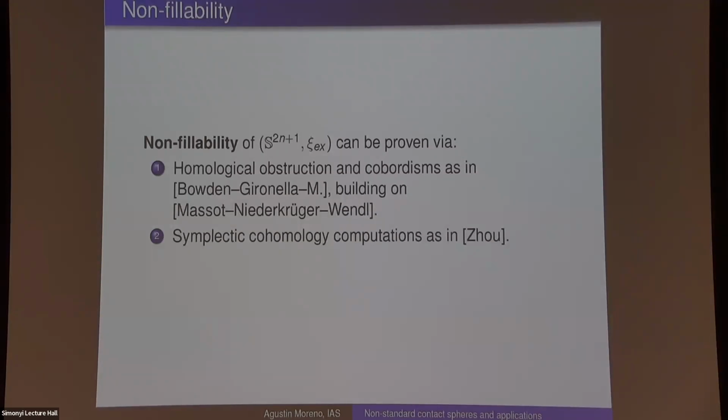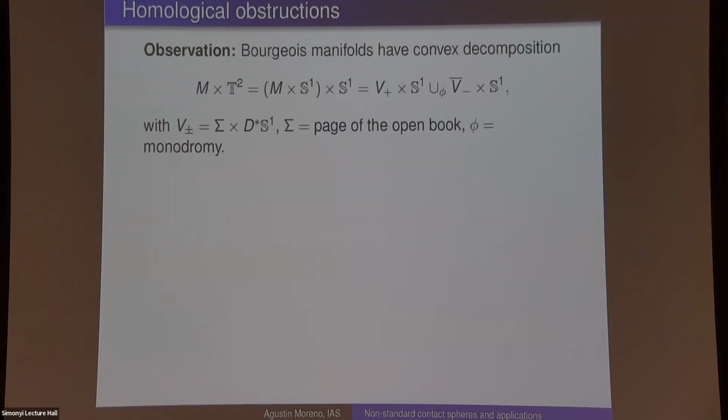And then the second approach is using some symplectic homology computations that's done by Zhengyi. I will then focus on the first approach. So what is this homological obstruction? The idea is to prove that fillings of your manifold have sufficient homology.